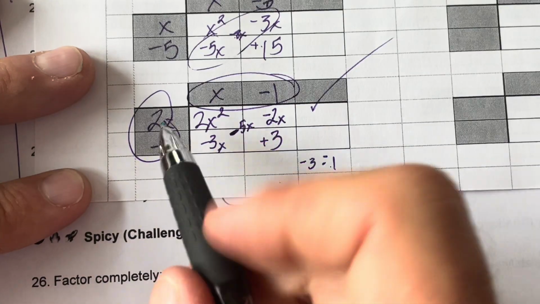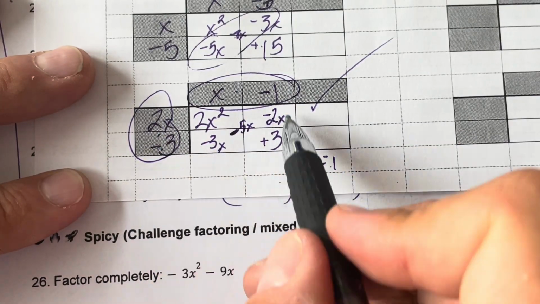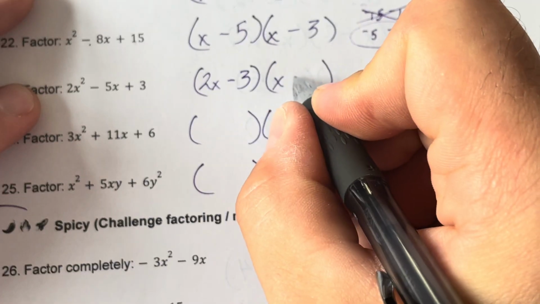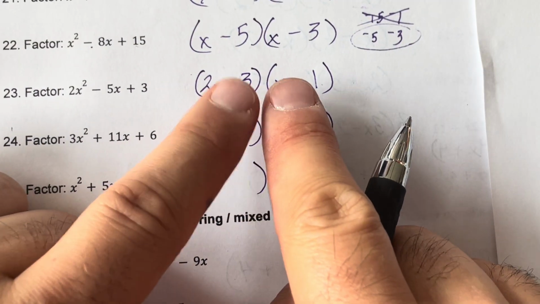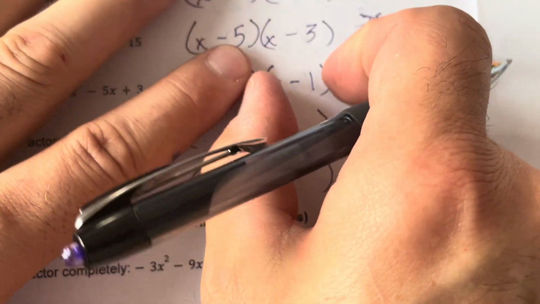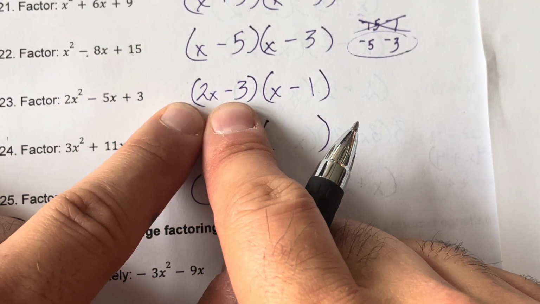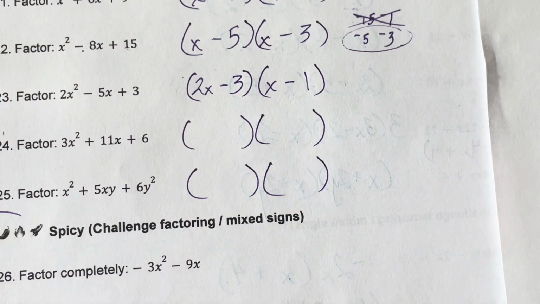Okay, so what is our solution? Our solution, when we factor it, these are the factors, would be a 2x minus 3 and an x minus 1. These have to be in this order. You can take this and write it first, and this and write it second, but these two numbers have to be paired, and these have to be paired.